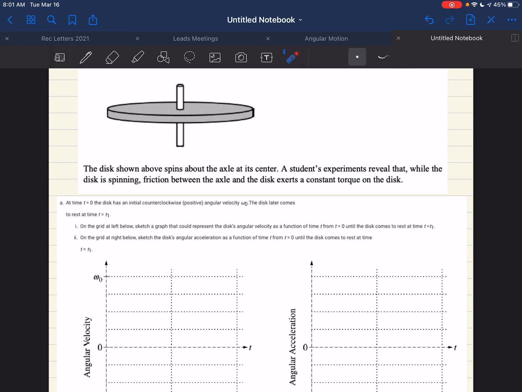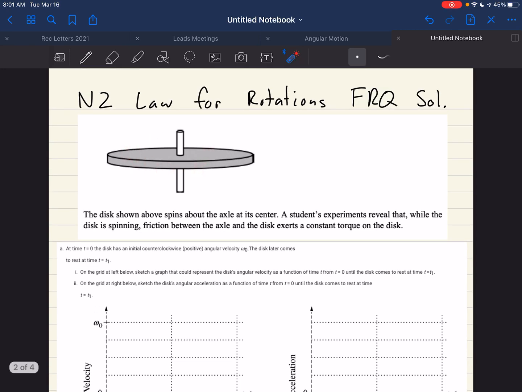Okay, so in this question, we've got a disk that's spinning. They tell us it's spinning about an axis at its center, and there is friction between the axle and the disk, and that friction is exerting a constant torque. So that means there's a constant torque being exerted that's slowing this down.